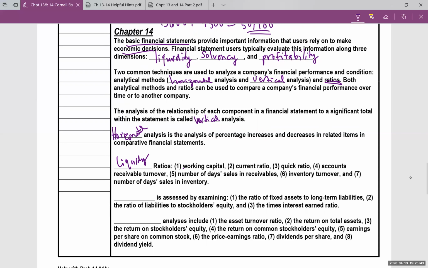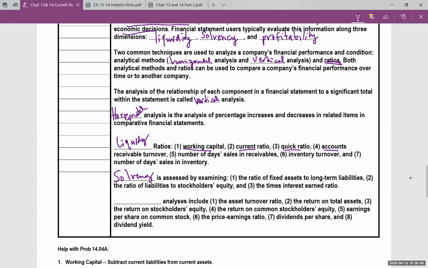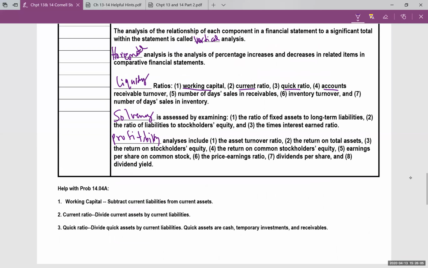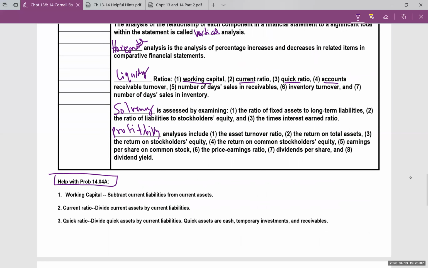Okay, then there are all these liquidity ratios. Here are some examples of the liquidity ratios. Then we also have solvency, and there are some solvency ratios. And then finally, we have our profitability ratios. And then I really want you to notice here, when you start getting into problem 14.04a, you're going to want to use this little helpful hint.